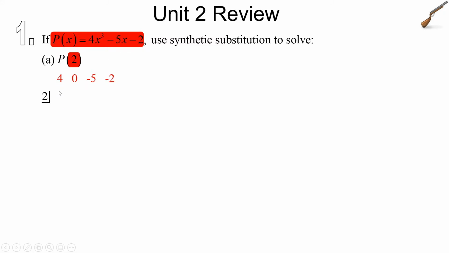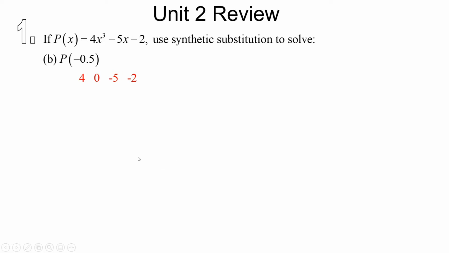All right, let's go ahead and bring our 4 down. And then shotgun method, we're going to go 2 steps in 1, so 4 times 2 is 8, plus 0 is 8. 8 times 2 is 16, minus 5 is 11. 11 times 2 is 22, minus 2 would be a 20, so that tells me that p of 2 equals 20.